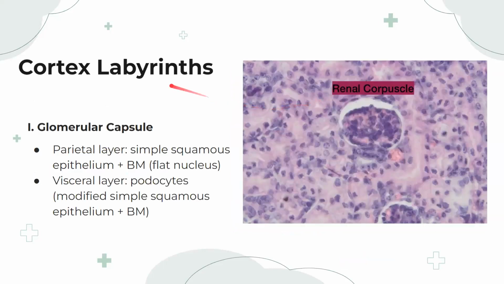Okay, so talking about the cortical labyrinth in a little bit more detail, the first structure that we need to focus on is the glomerular capsule. The glomerular capsule has a parietal layer and a visceral layer.